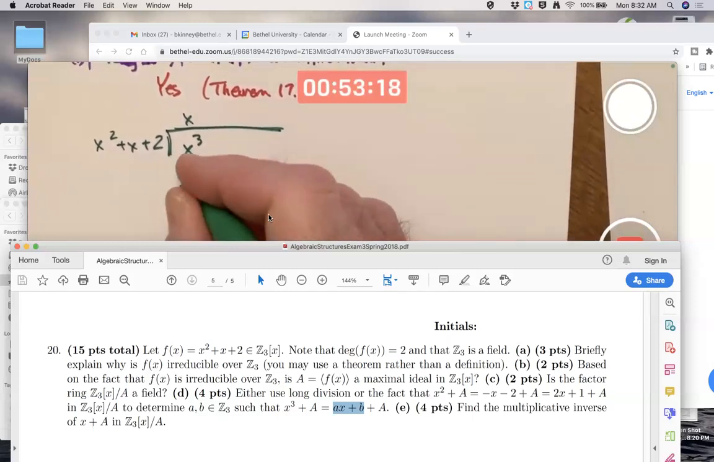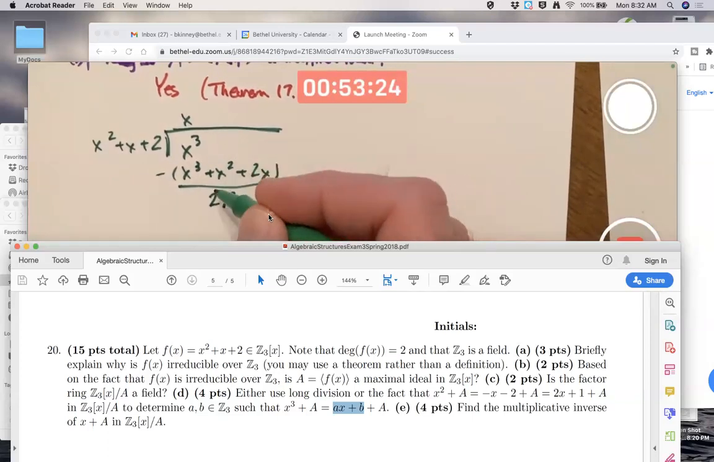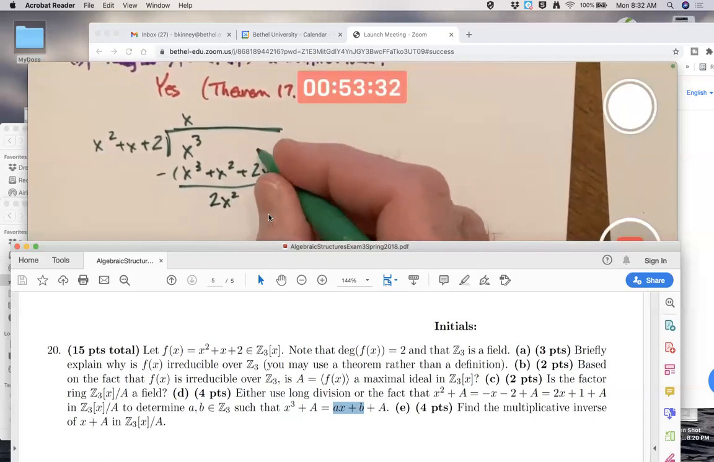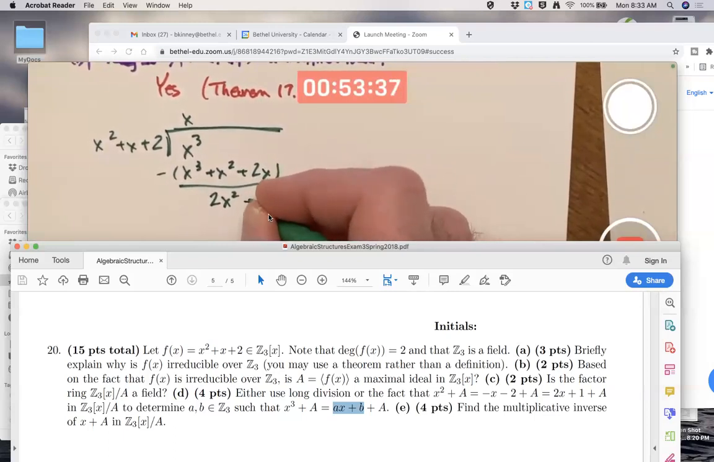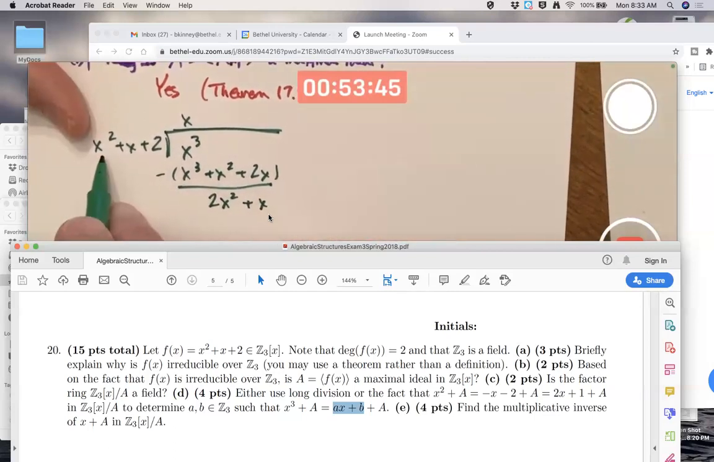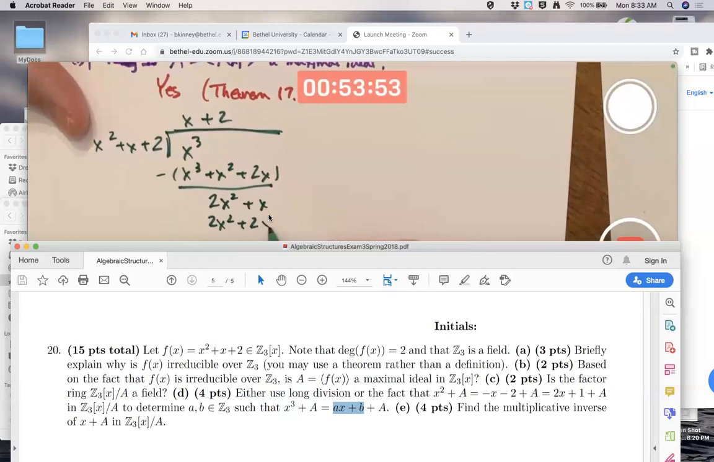Right? Subtracting. There's 0x squared up here. 0x squared minus x squared is -x squared, but mod 3, that's the same as 2x squared. -1 equals 2 mod 3. 0 minus 2 is -2, which is the same as 1 mod 3. So I did a subtraction mod 3. Multiply that by 2 to get this. Multiply 2x squared plus 2x plus 2 times 2 is 4, mod 3 is 1.